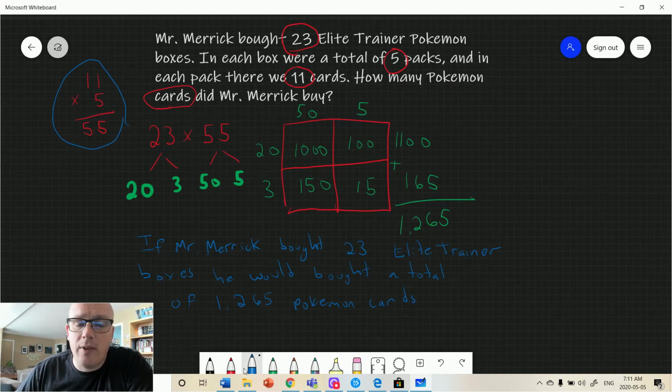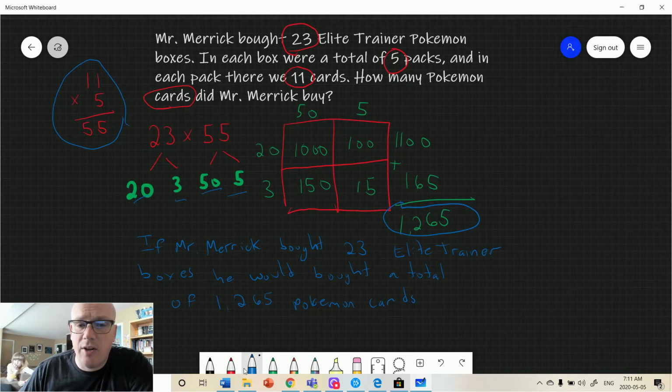Next, we know that the equation to solve this is going to be 23 boxes times 55 cards in each box. We break that into expanded form. 23 becomes a 20 and a 3. 55 becomes a 50 and a 5. And then we put those numbers on the sides of our window. We multiply each quadrant of the window, add up the totals to get 1,265. We're not quite done yet.